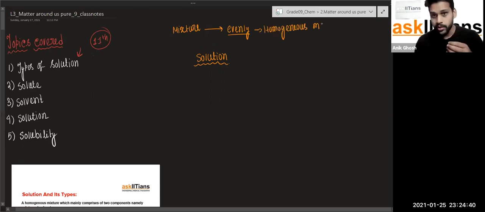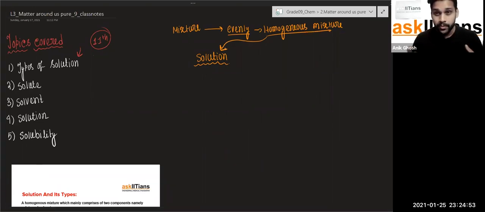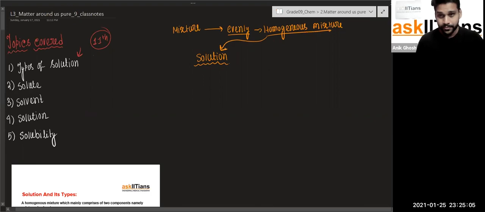And a solution is just a homogeneous mixture. A solution is something like when you mix two or more particles, or two or more types of molecules, in such a way that they make a homogeneous mixture where you cannot see any of the solutes. That is called a homogeneous mixture, and that is called a solution.